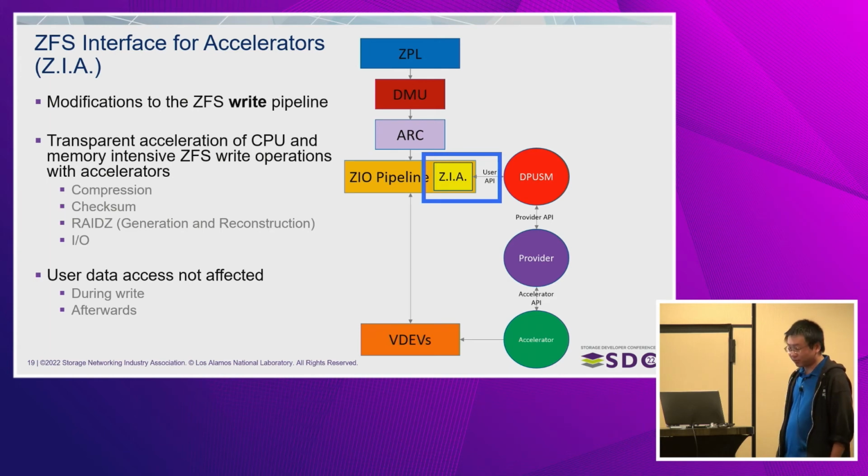So now finally we get to our user, which is ZFS. We modified the ZFS write pipeline with a series of changes to call into the DPU-SM, which the set of changes was called the ZFS Interface for Accelerators, or ZIA. These changes allow for transparent acceleration of ZFS write operations, meaning that users should not have to modify their code in any way to write data or read data afterwards.